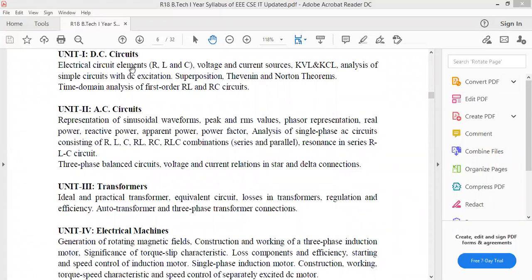So what is this first topic? Electrical circuit elements. What is resistor? Introduction. Resistor definition, any one student tell me now. Resistor is a practical element which opposes the current, which decreases the strength of the current, and which passes the safe current. Okay, that is the definition.